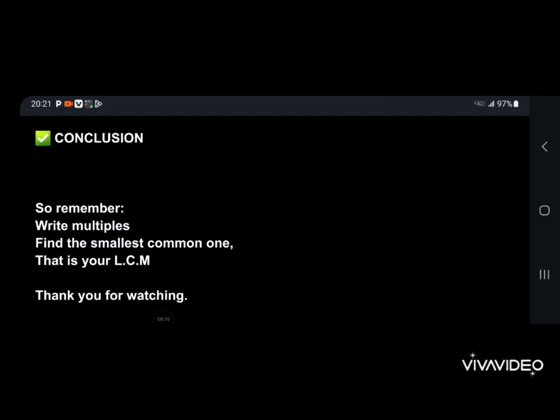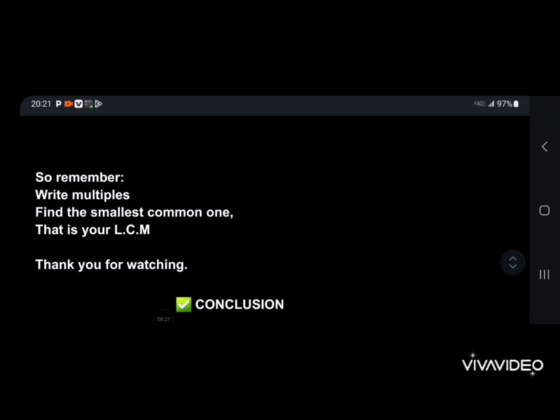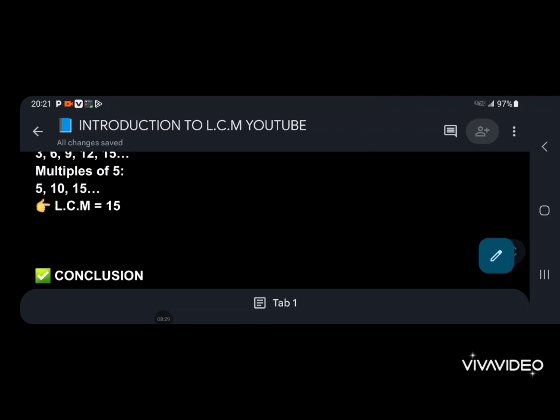So remember the conclusion of this. In conclusion, LCM is just the common one. You start by getting the common multiples. After finding the common multiples, look at the smallest among them, and then you have your LCM.